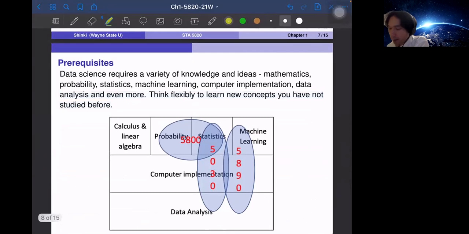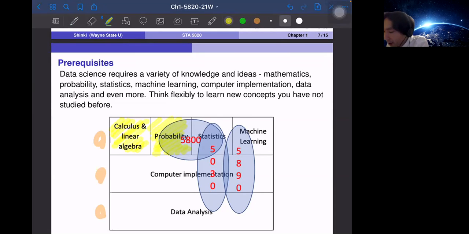And prerequisites. You need many components to study data science. Data science requires a variety of knowledge and ideas: mathematics and probability, statistics and machine learning, computer implementation, and data analysis. Basically, the mathematical portion here, the computational portion here, and the data analysis component here. And if you just know mathematics, maybe your knowledge is limited to this area, or at most to this area.